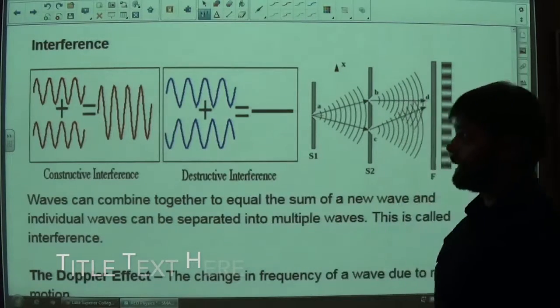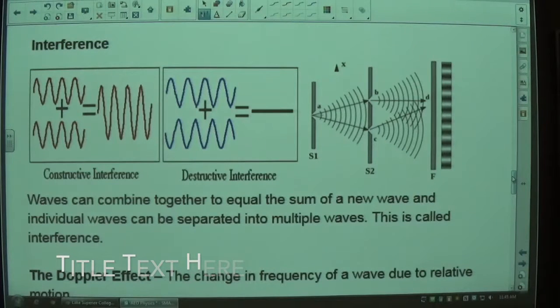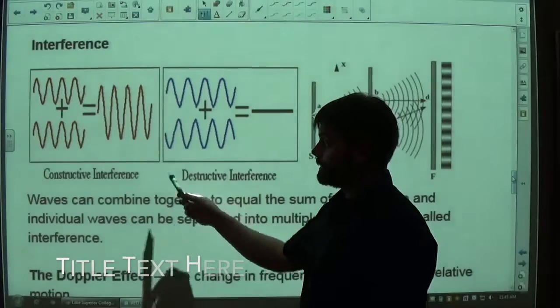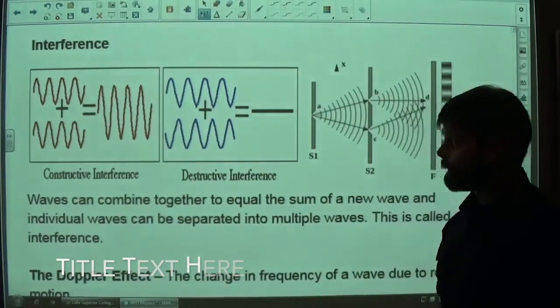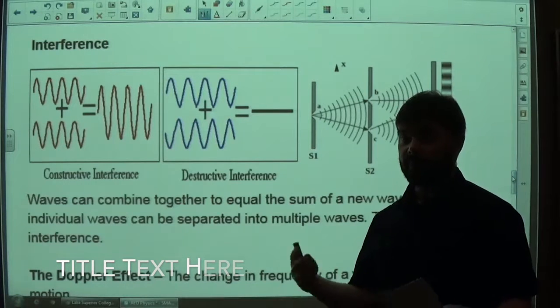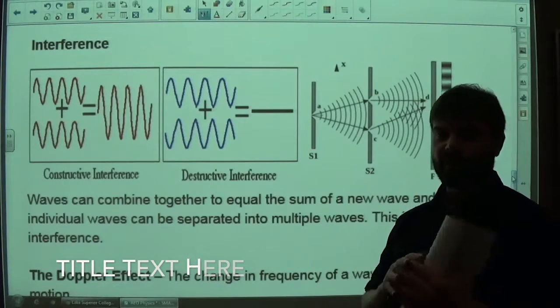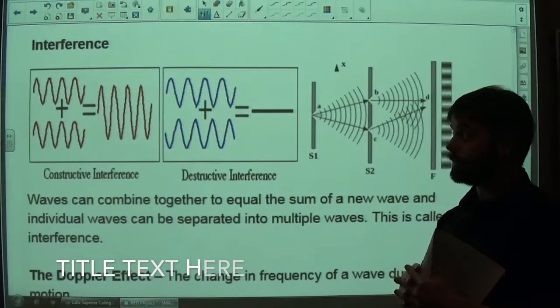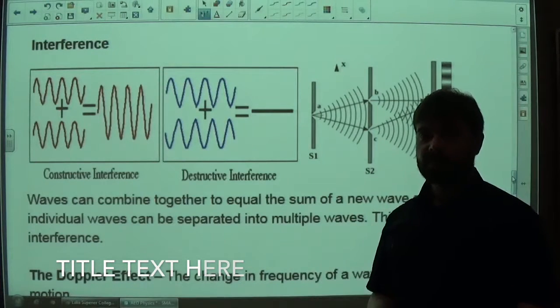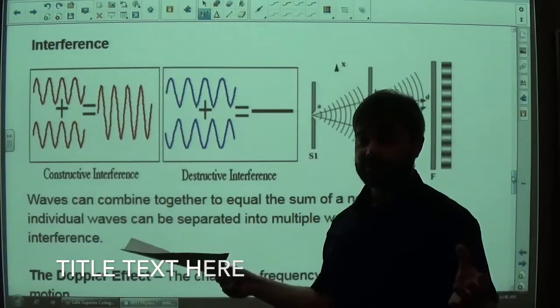Interference is a common way that waves can interact with each other. There is generally constructive and destructive interference. Constructive interference is when two waves are added together and the amplitudes are in the positive wherever they overlap, where they're superposed, and it can actually make the resultant wave larger. So it would be like having two speakers instead of one.